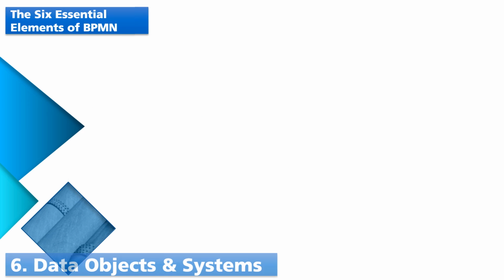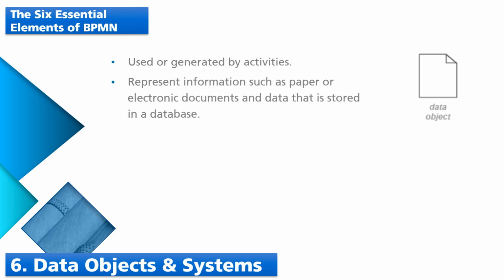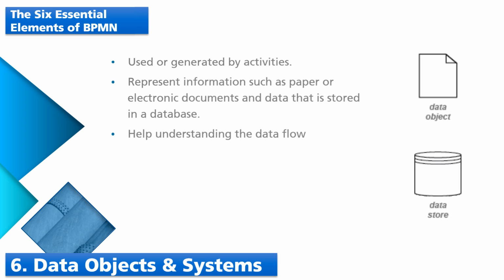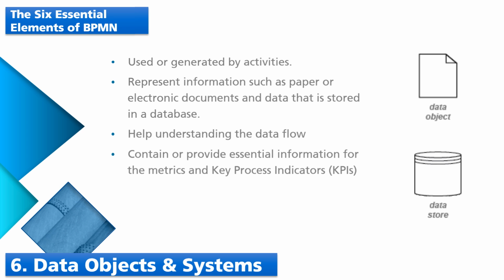6. Data objects and systems. Data objects are used or generated by activities. They represent information such as paper or electronic documents and data that is stored in a database. Data objects are most helpful for understanding the data flow in a model. They contain or provide essential information for the metrics and key process indicators determining whether business process goals are met.